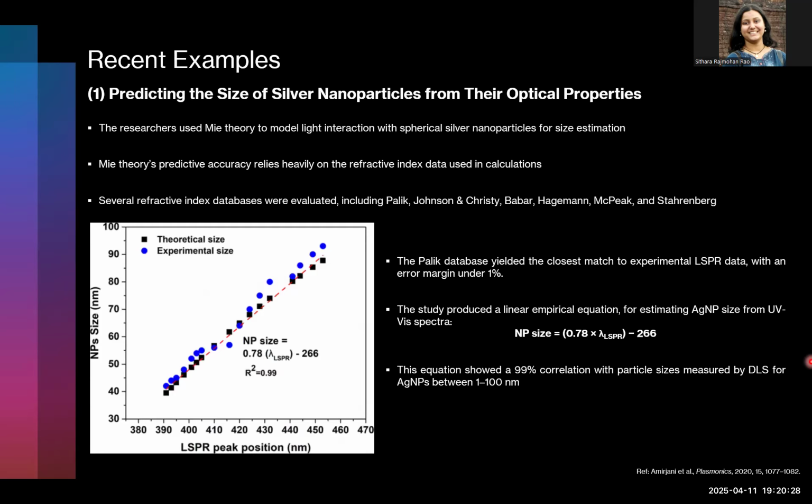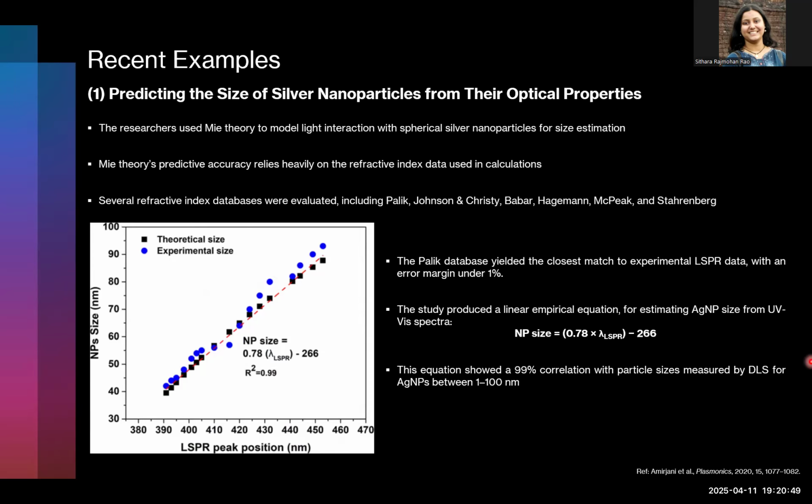And they found out that the Palik database yielded the closest match to the experimental SPR data collected, and the error margin was under 1%. They then produced a linear empirical equation, which is given here. So as you can see, you can just calculate the nanoparticle size directly from this equation as long as you have the plasmon resonance maxima value from the UV spectra.